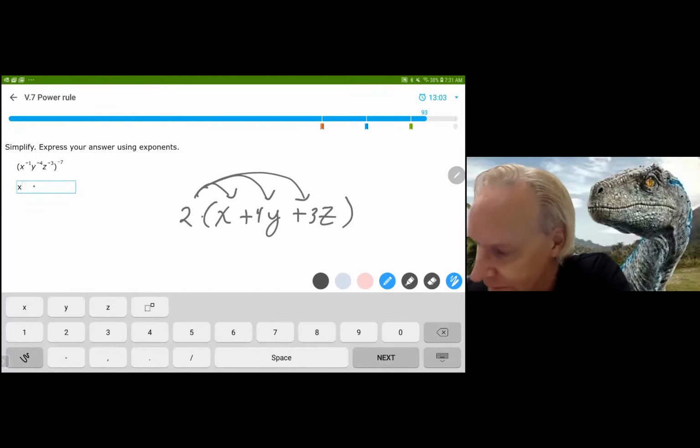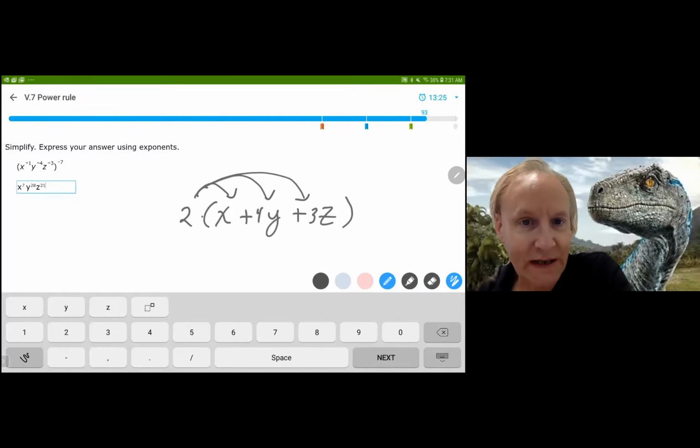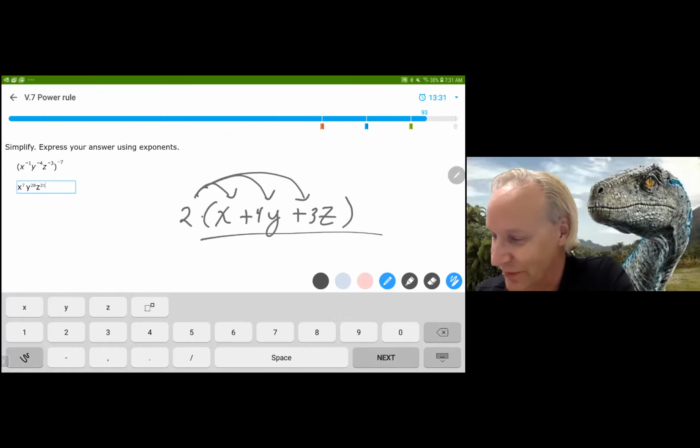X to the 7th, y to the 28th. Oh man, come on. Y to the 28th. Hopefully that space doesn't give me a problem. Z raised to the 21st. Let's just check it real quick here. Does it look good? And it does. Notice that I have a negative times a negative, and a negative times a negative, and a negative times a negative. Probably should have put negatives on here as well, but oh well.